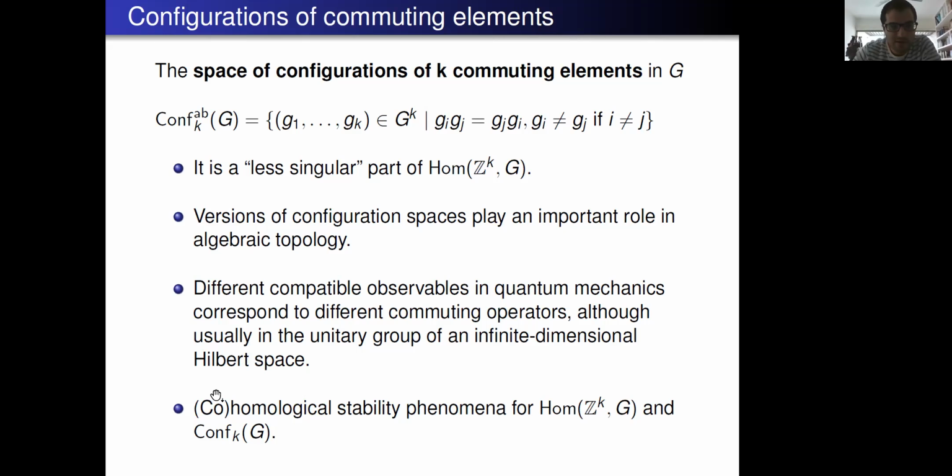And of course, another motivation, but actually this came later, is that you have cohomological stability phenomena for the space of homomorphisms and for the space of configurations. So it was natural to ask the question whether you will have also stability phenomena for these spaces. And in fact, this was a question that was raised by Ramras and Stafa in the paper that I mentioned before.